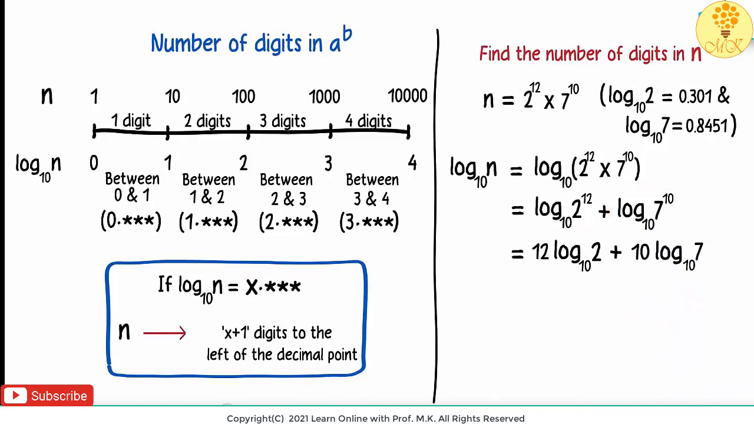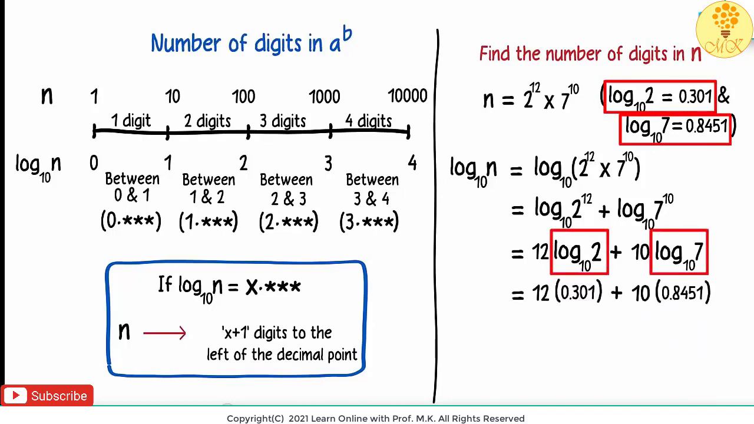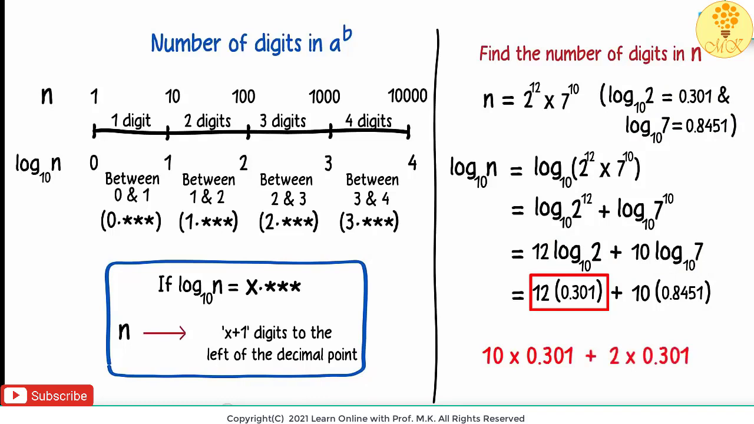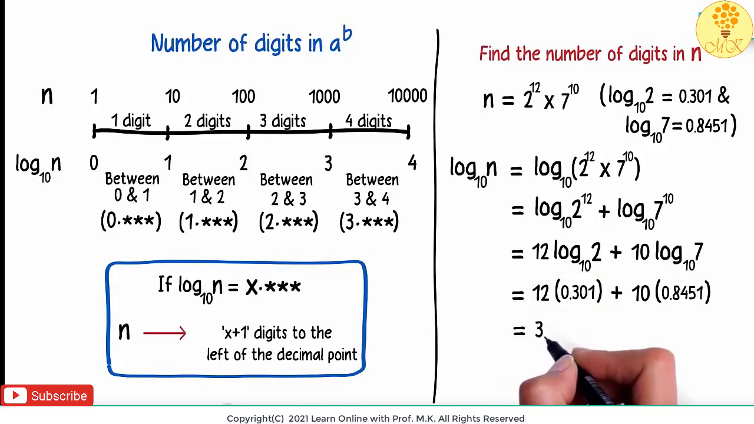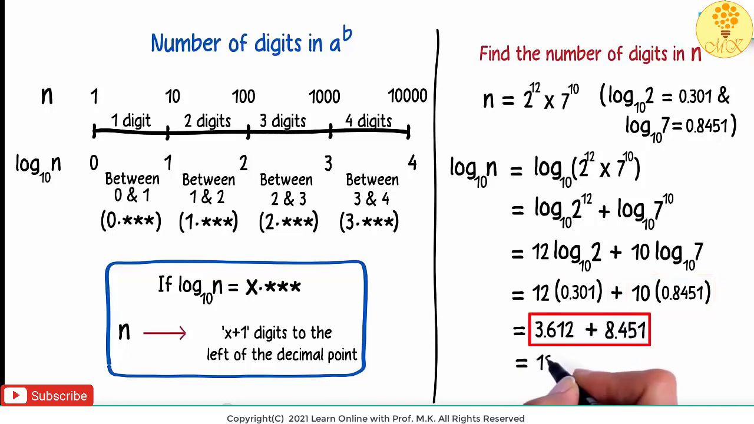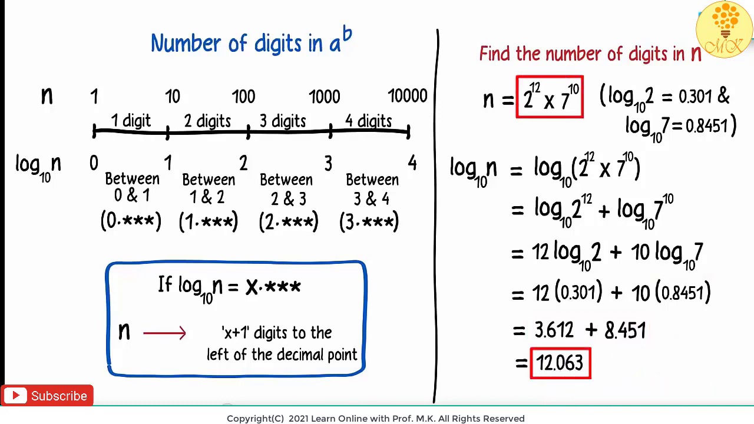And we have been provided with these two values. Substituting them here, we get this expression. Now these calculations are pretty easy. The first term can be written as 10 times 0.301 plus 2 times 0.301. 3.01 plus 0.602 will equal 3.612. And this will be 8.451. This sum equals 12.063. This is the log value of this number n.